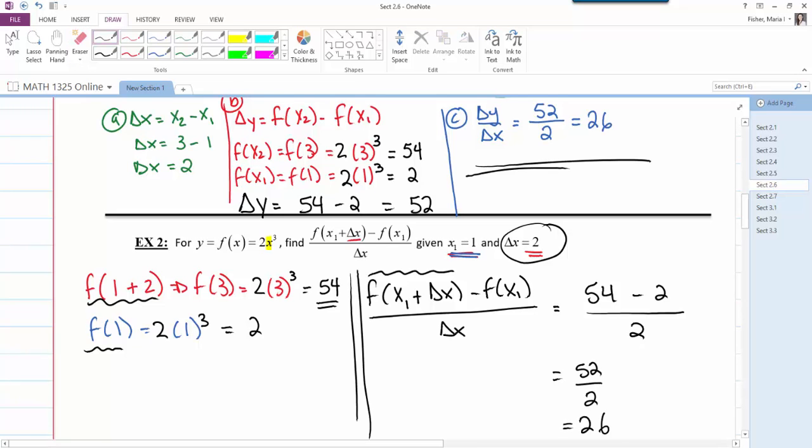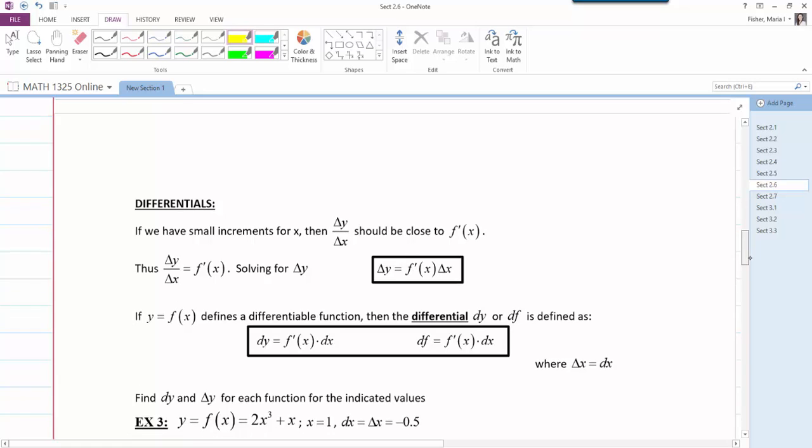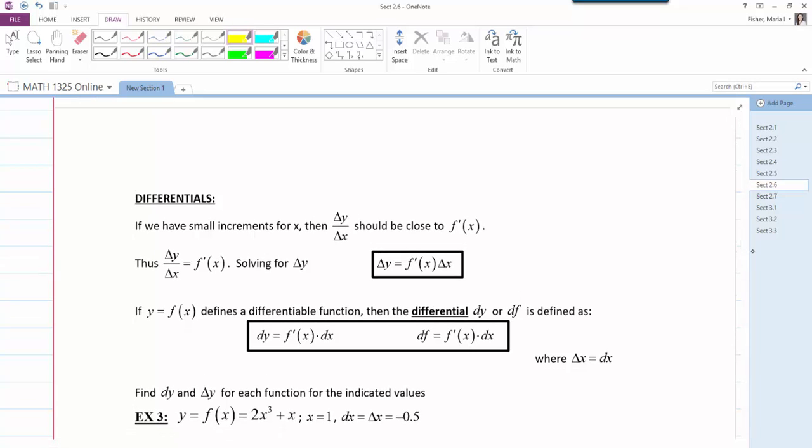And that's the same answer that we got for part C. Why is it the same answer? Because this here is just equal to delta y. So delta y and everything else in our problem was the same as it was for example 1. So delta y is just how much does my y change. Delta x is how much is my x changing. So differentials.